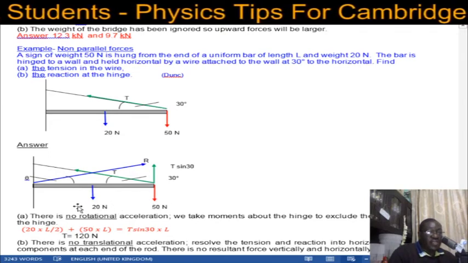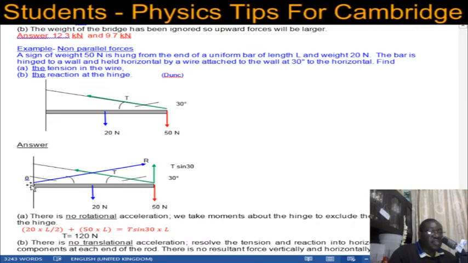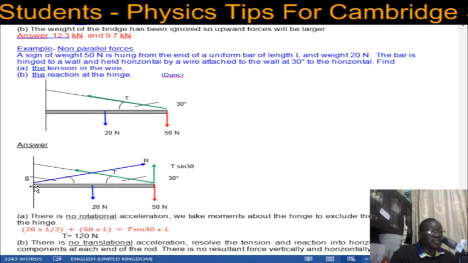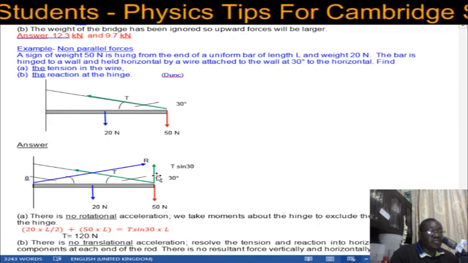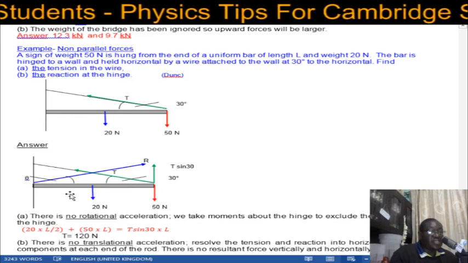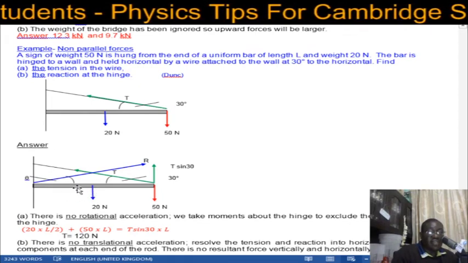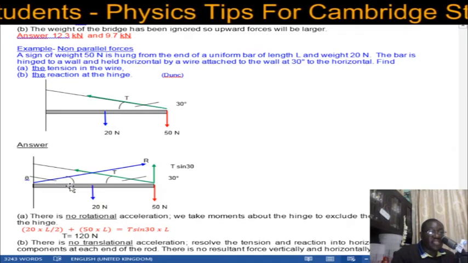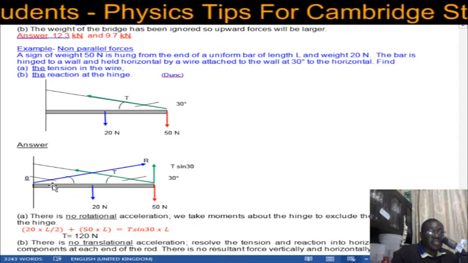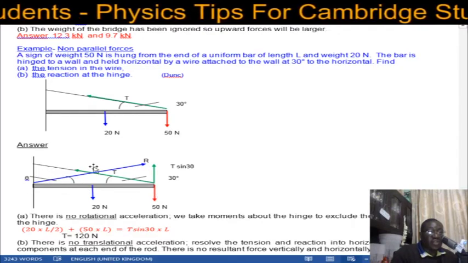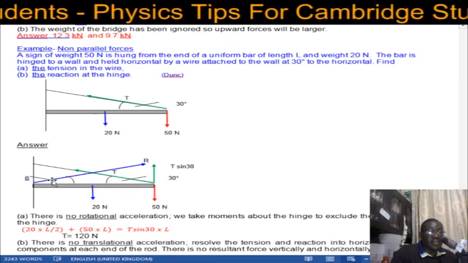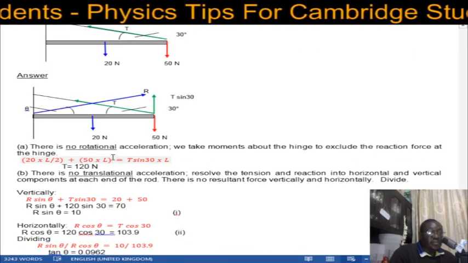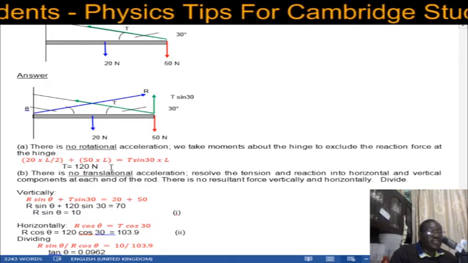Now what do you do first? You take moments about the hinge so that you nullify the effect of the force that's coming from the hinge. So if you take moments about there, then you only remain with this force here. So it's going to be 20 times the distance here, 20 times half L, because this is the weight which is acting at the center. Since it's a uniform bar, the weight acts at the center. So half L times 20 plus 20 times L should equal T sine 30 times L. That is our anti-clockwise moment. So that's what you are seeing right here. Okay, so you get your T as 120 newtons.